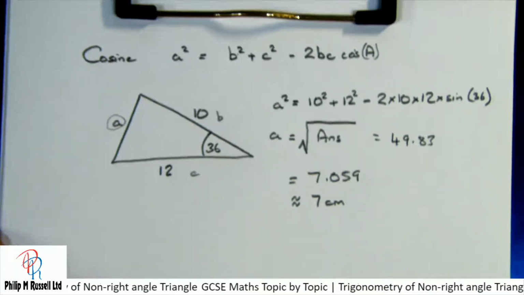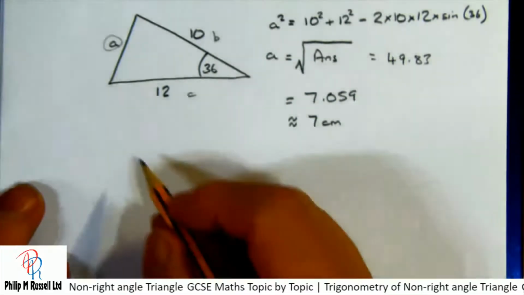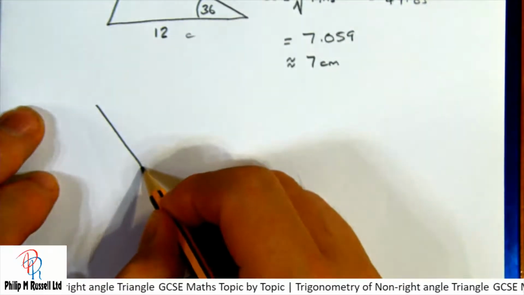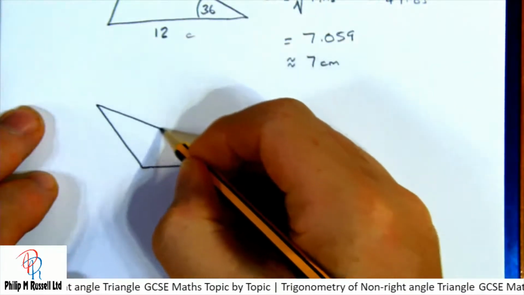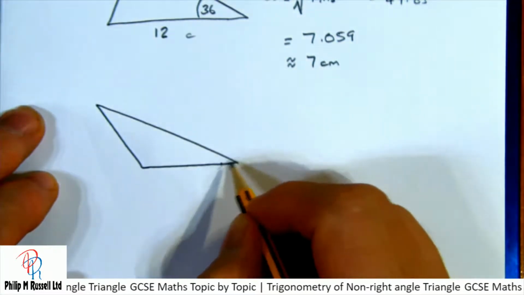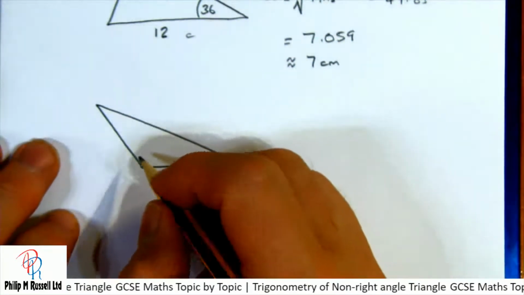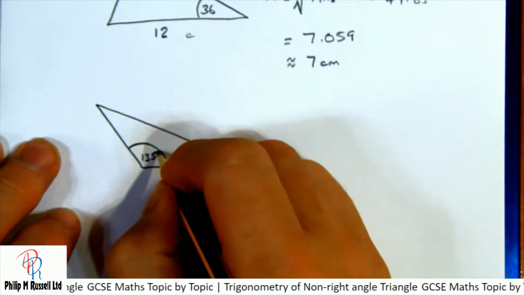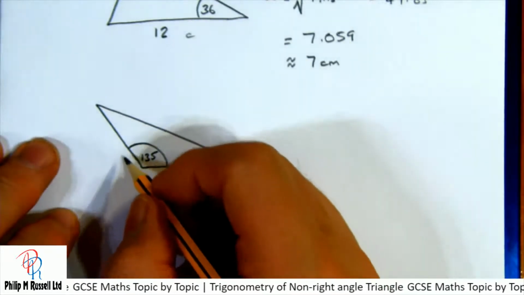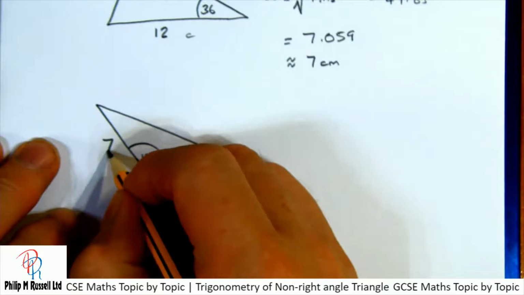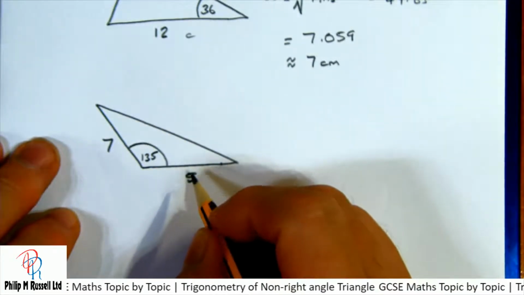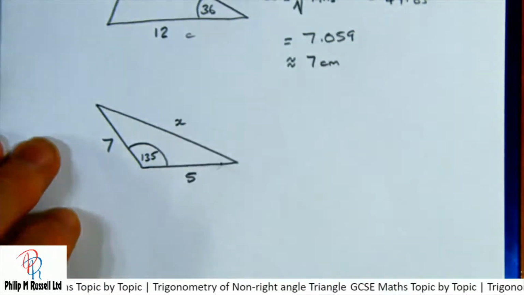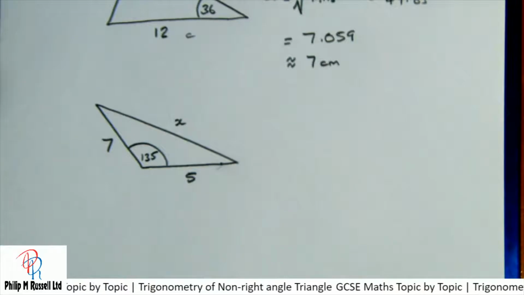Let's do another one. This time, let's choose an obtuse angle. My triangles haven't gone well today for drawing them, but still. So let's choose perhaps 135 degrees. And this side's going to be 7, and this side's going to be 5. And I want to work out what the length of that side is going to be.